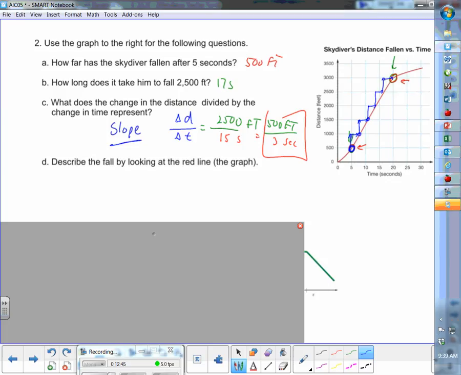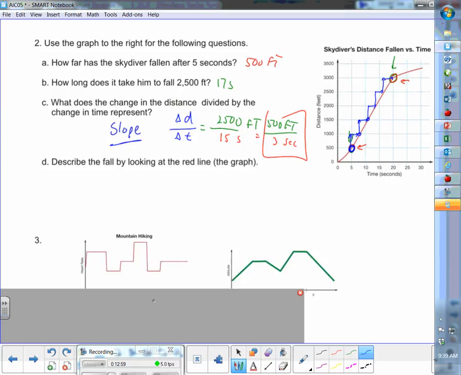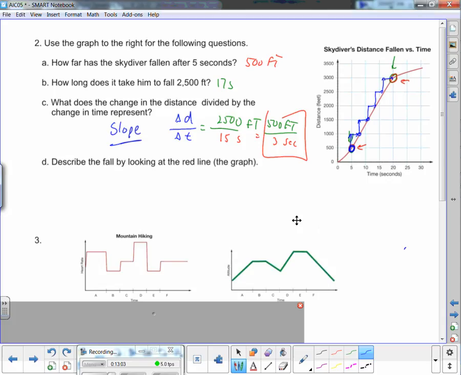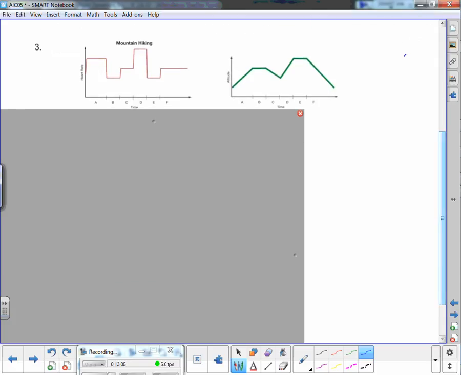You say, Mr. Scarfe, I wouldn't have known that. Yeah, I understand. This fall, he hits a terminal velocity at this point now. The rate is a little bit less. It's decreasing. We'll deal with that more later on. I don't have a lot of time to deal with it now, so I'll come back to it later on, and we'll see other graphs, and we'll deal with it.